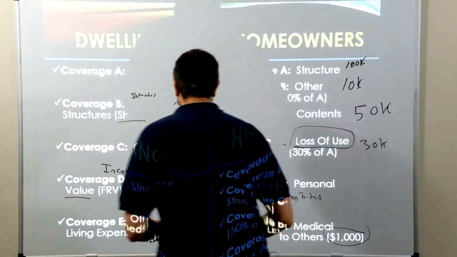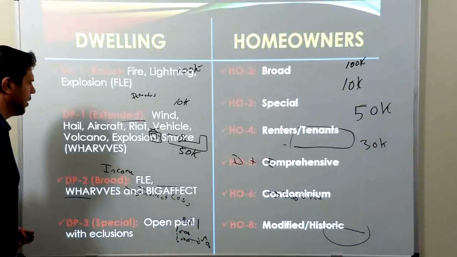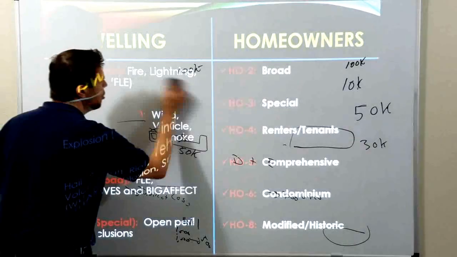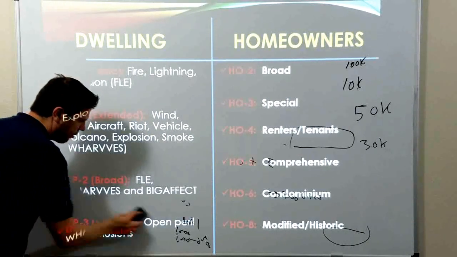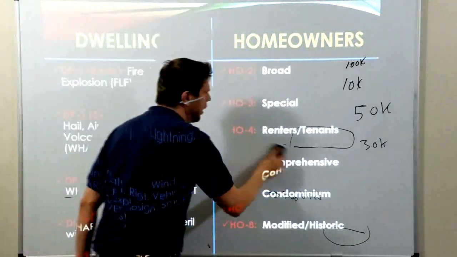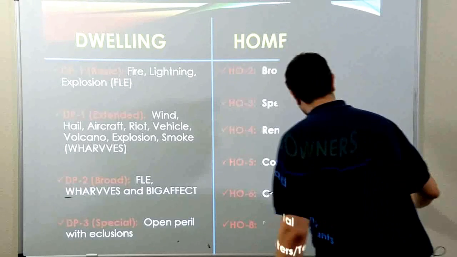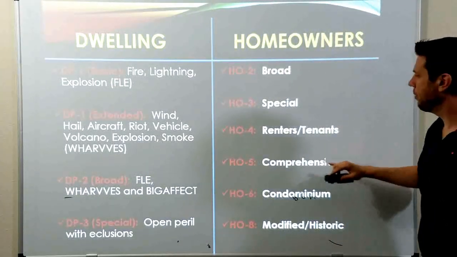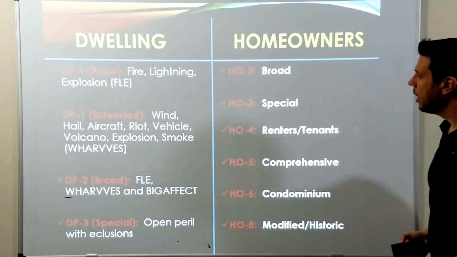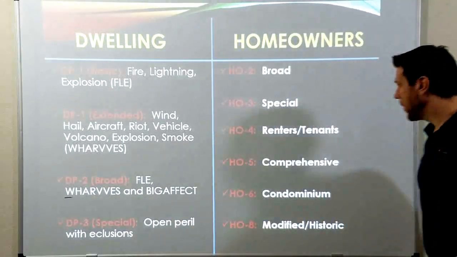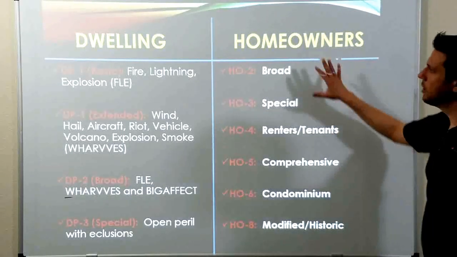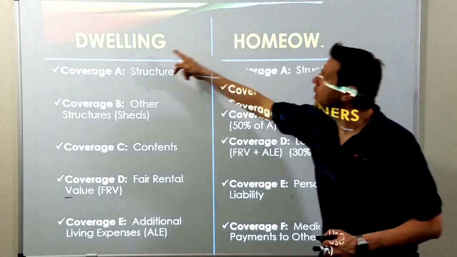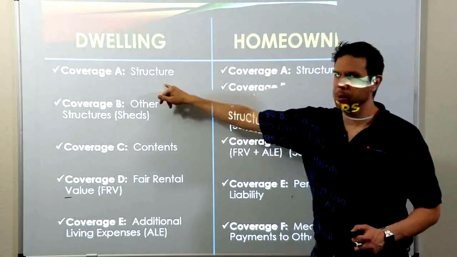So we had our names of the policies, which were known as DP1 basic, DP2 broad, DP3 special. And then under homeowners, we had an HO2, HO3, HO4, HO5, HO6, and HO8. The names of the policies told you what your coverage A and B were protected against.